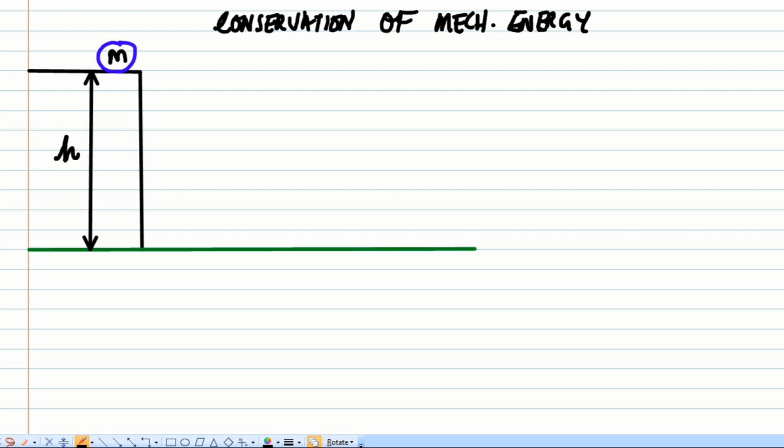Now, which type of energy does this ball have at this point? This ball will have gravitational potential energy, right? It has potential energy because it is at rest. The ball is at rest, right? Now, potential energy must be due to something. In this case, this ball is in the Earth's gravitational field, so it has gravitational potential energy. So that's the energy it has there. This ball has no kinetic energy whatsoever because it's still not in motion yet.